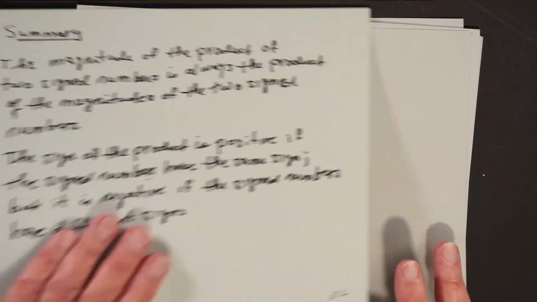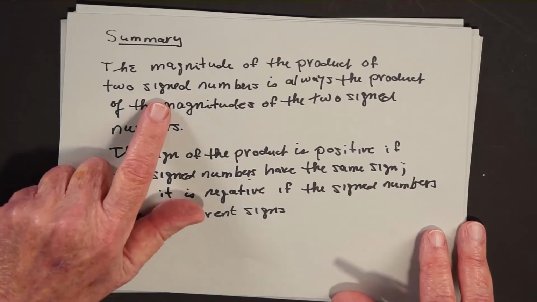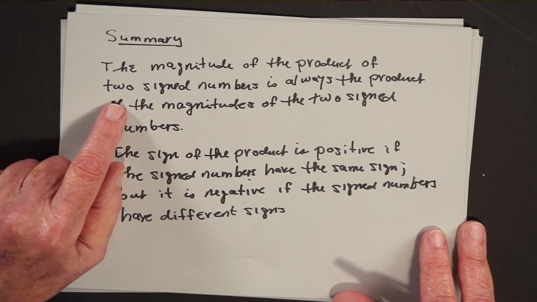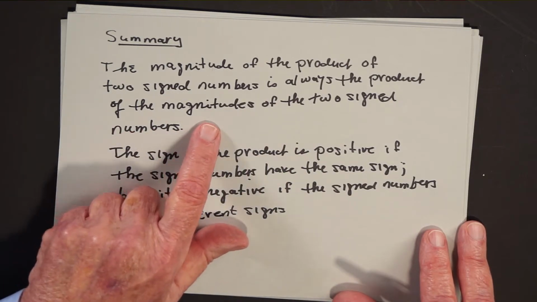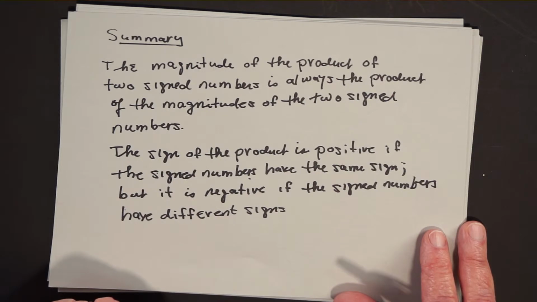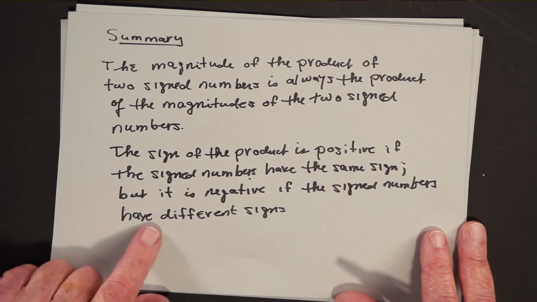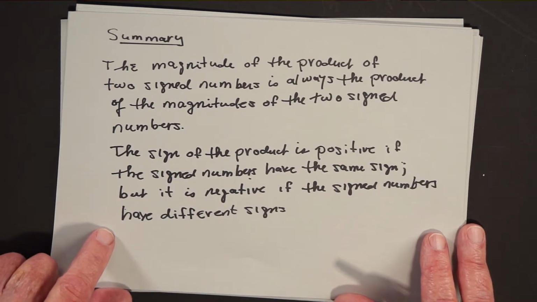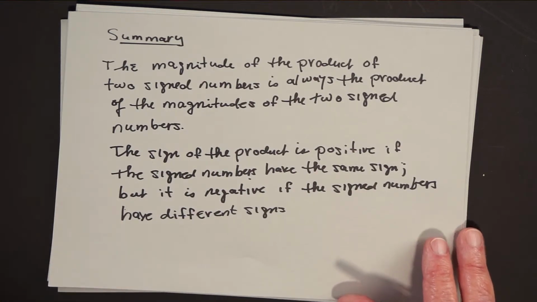Now, after we've done all of this, notice what a short summary we can give if all we want is for the student to commit this to memory. The magnitude of the product of two signed numbers is always the product of the magnitudes of the two signed numbers. The sign of the product is positive if the signed numbers have the same sign, but it is negative if the signed numbers have opposite signs, different signs. Now, you can memorize that. How long are you going to retain it? How long are you going to be able to work with that and not confuse it with what happens when you add two negatives and the like?